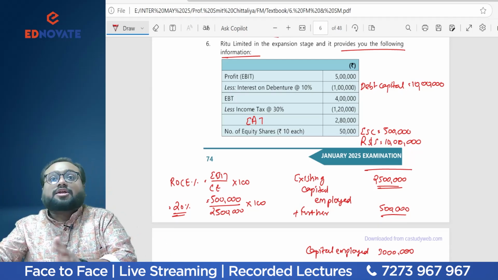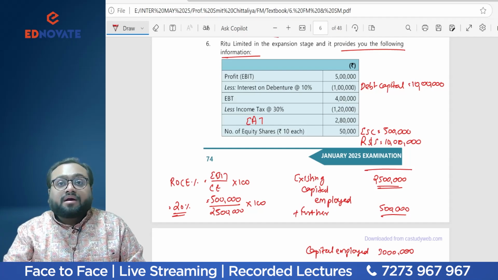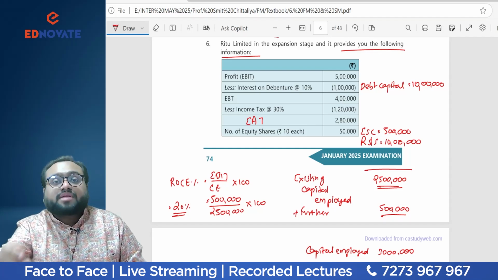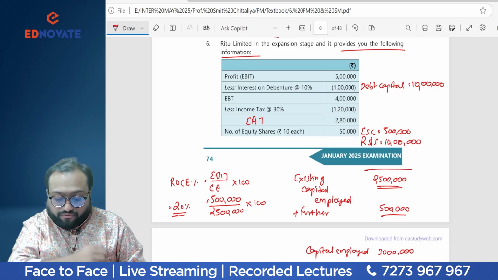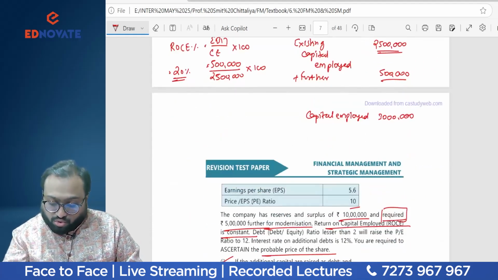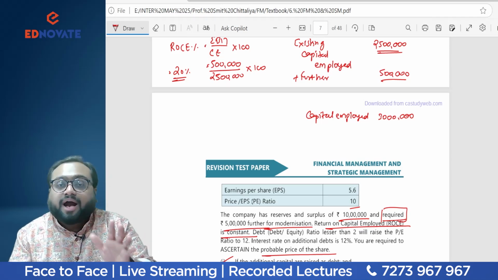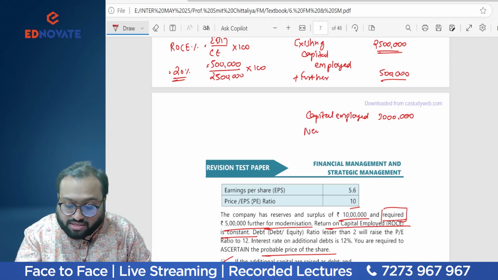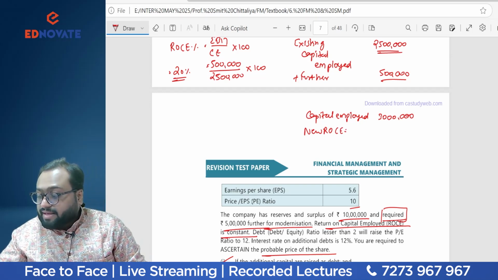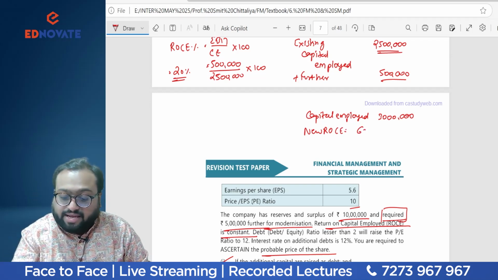This will continue the same on the next capital employed, the expanded capital employed. So what does the question say? Question is saying it is constant. That's good. It means after expansion also they are going to earn the same ROCE. So my new EBIT will be 30 lakh into 20%, which will be 6 lakhs.